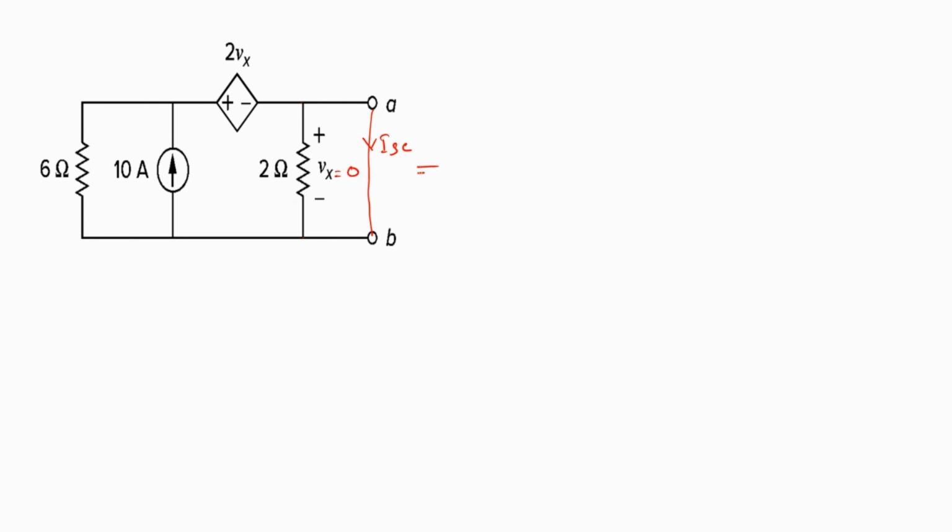So, now I can redraw this circuit. In this case, I will have the 6 ohms resistor here with the 10 amps current source, and in this case the dependent source value is actually 2 times Vx. If Vx is going to be 0 over here, then 2 times Vx will also be 0, which means that is also shorted. There is no 2 ohms resistance because it can be ignored due to this short circuit.